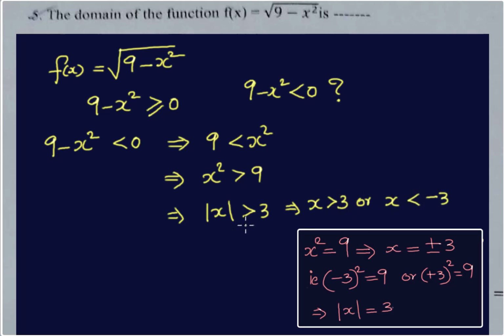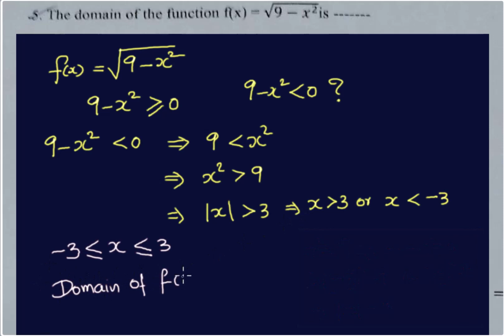So for all values of x greater than 3 or less than minus 3, the given function square root of 9 minus x square is not defined in the real number system R. Hence the domain of the function is minus 3 less than or equal to x less than or equal to 3, that is the closed interval minus 3 comma 3.